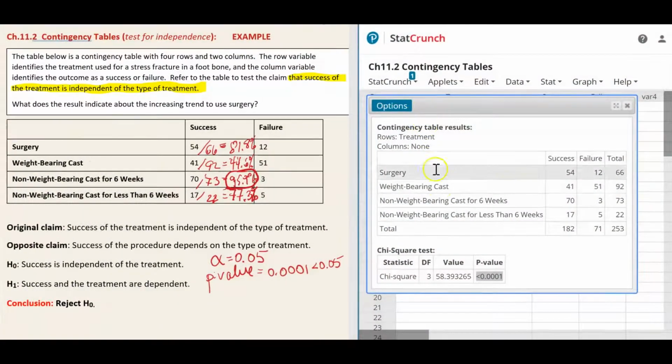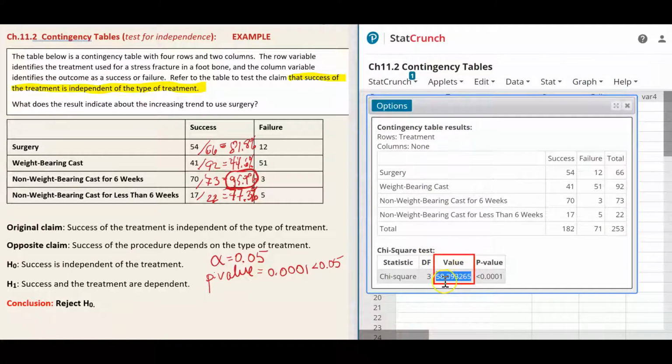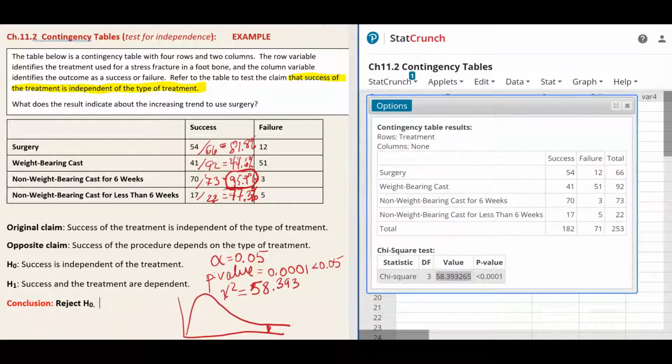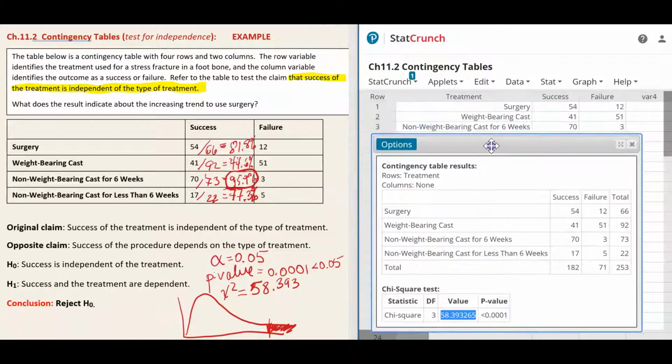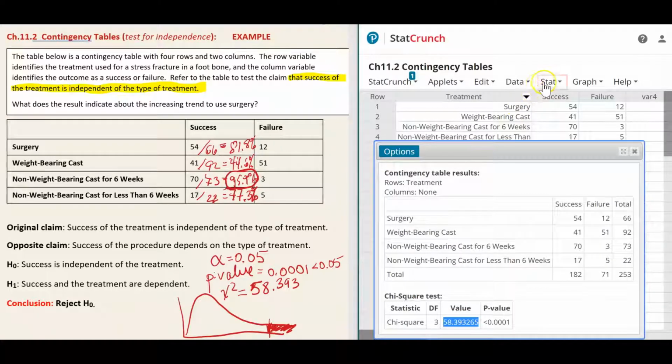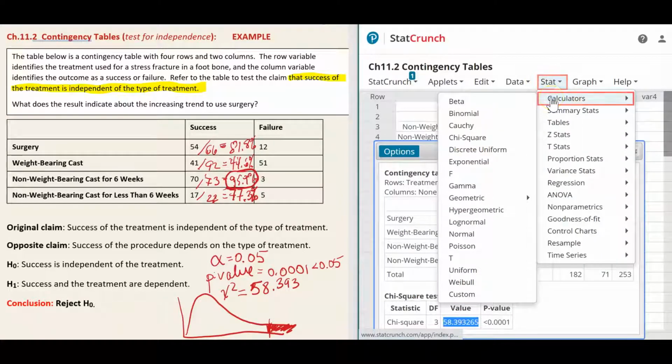Now let's use the critical value method. The chi-square test statistic is equal to 58.393, and we need to find the critical value to compare the test statistic with. The critical value is the value that separates the critical region from the non-critical region. To find the critical value for the chi-square, go to Stat, Calculators, Chi-square.